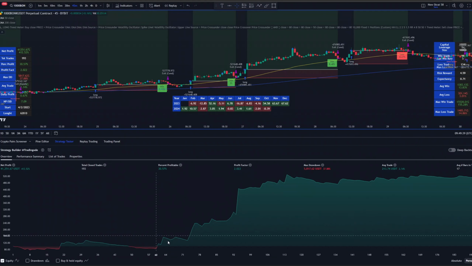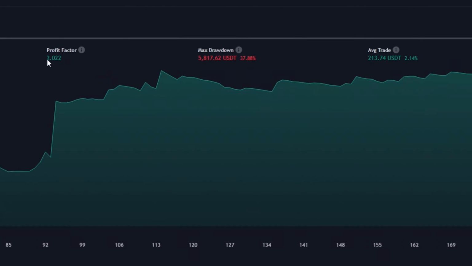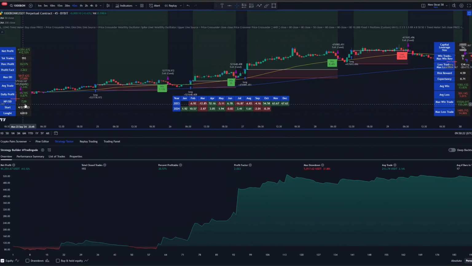As you can see from the equity line, the backtest result is profitable. This is the most profitable backtest result that we found with this strategy, and it has generated a net profit of 412%. We have 193 trades, 30% win rate, 2.02 profit factor, 37.8% max drawdown, and 2.14 average trade. Net profit slash drawdown is 7.09, which is absolutely high. This is a really good value.